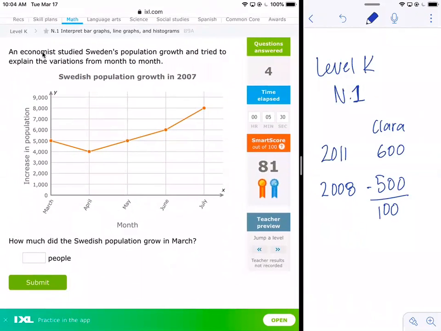Finally, it says an economist studied Sweden's population growth and tried to explain the variations from month to month. So we can see the month along the side, the x-axis, and the increase in population on the y-axis. It says how much did the Swedish population grow in March? Right, so the increase in population, the growth in March, I can look here in the March section, and it says that it increased by 5,000.